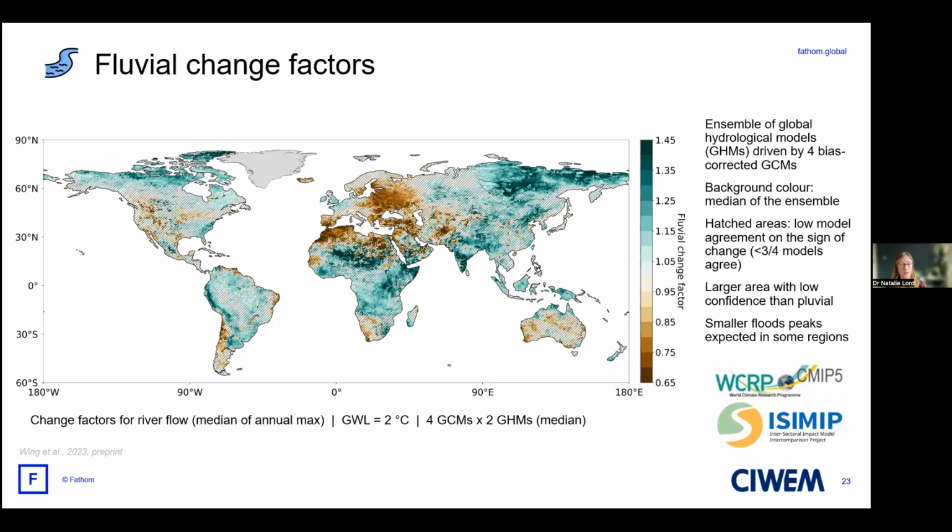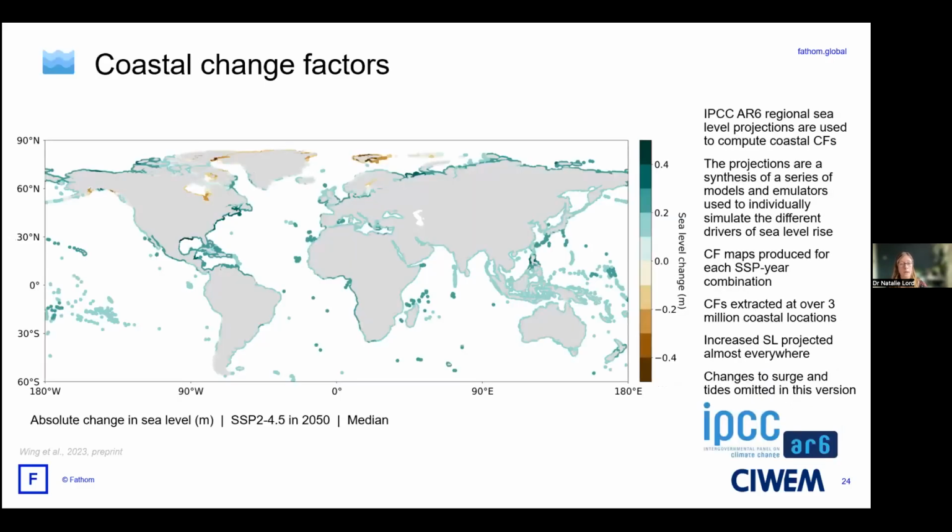Next slide, please. Finally, we've got the coastal change factors that we use in our global flood maps. These are based on the IPCC AR6 regional sea level projections, which are based on a synthesis of a series of different models and emulators, which are used to individually simulate the different drivers of sea level rise, such as melting of ice sheets and thermal expansion of seawater. And this map shows the median absolute change in sea level for SSP2-4.5 in 2050. So this is approximately a 2 degree warming level.